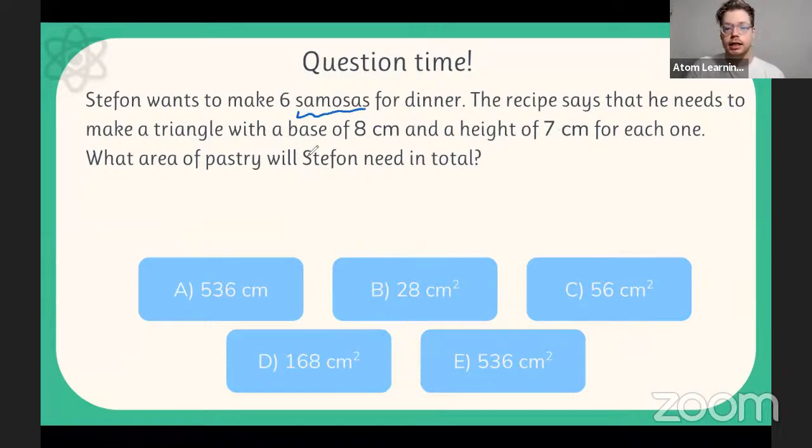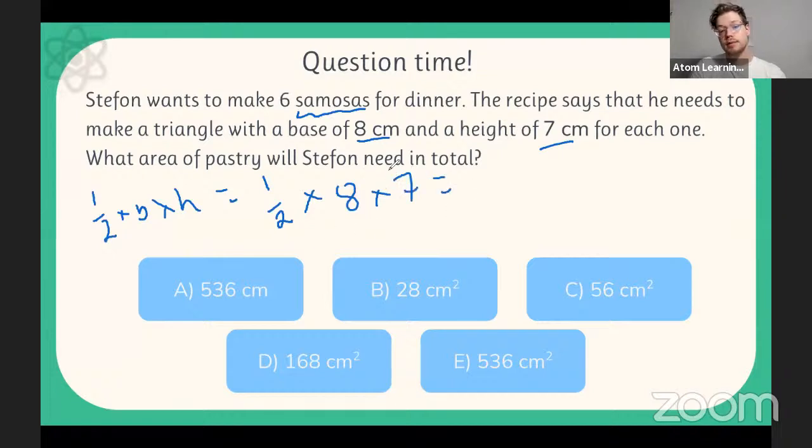The recipe says that he needs to make a triangle with a base of 8 centimeters and a height of 7 centimeters for each one. Now, if we remember, the area of a triangle is half times base times height. So what we need to do is sub that number in. It's half times the base of 8 times the height of 7, which equals 8 times 7 is 56. Divide that by 2 is 28. So 28 centimeters squared is the area of 1 samosa, okay?